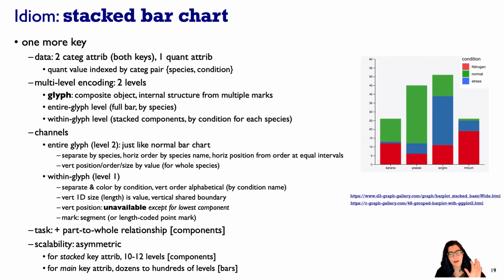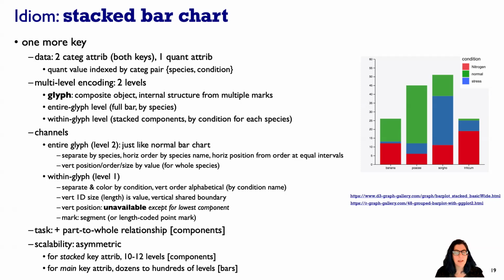Now, what we've added in terms of our task is everything we could do with the bar chart, but also this idea of a part to whole relationship, by which I mean, and typically we think about part to whole relationships when we have a relatively small number of levels. Here we've got 3, and we want to know, well, what's the ratio between these 3 different parts? And that's exactly what we can read off from a stacked bar chart.